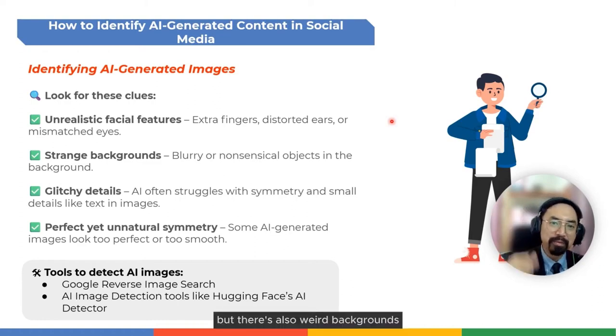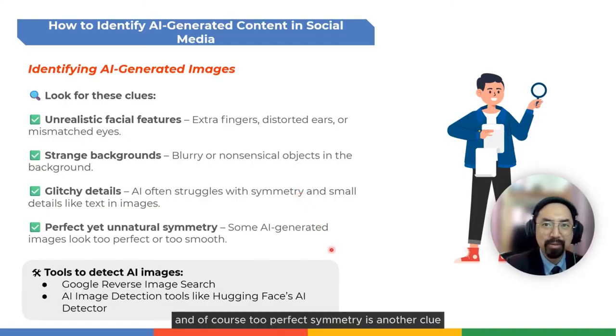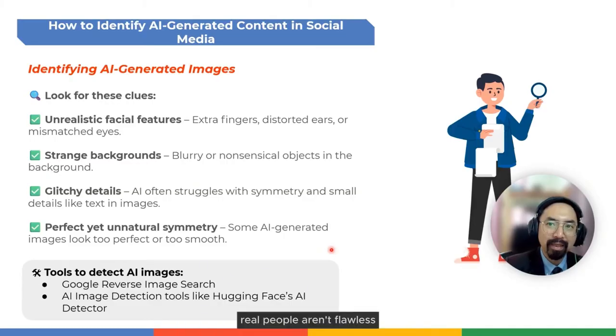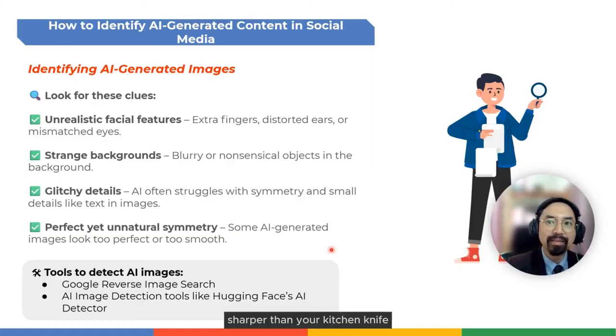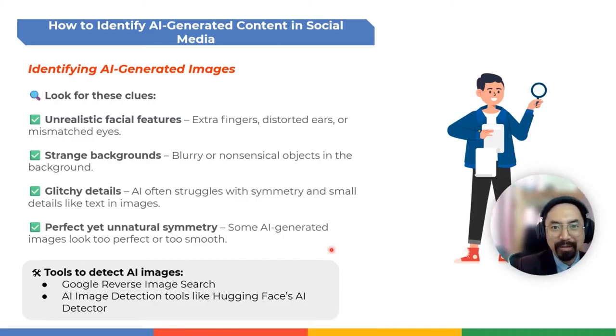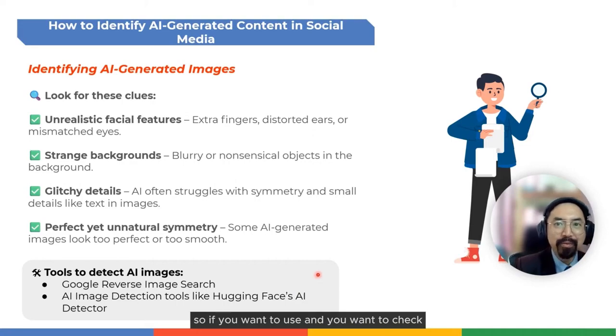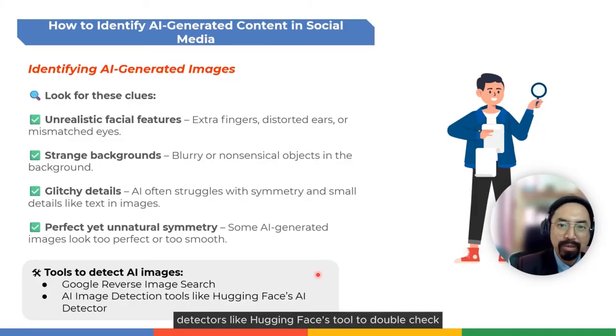But there's also weird backgrounds, blurry or dreamlike objects. Then there are glitches, especially around hands, eyes, or text in the image. And of course, too perfect symmetry is another clue. Real people aren't flawless, just what you're seeing here right now. That's proof enough that I am not AI. If someone in the photo has a jawline sharper than your kitchen knife and zero pores, yeah, that's probably AI. So if you want to check, you can use tools like Google Reverse Image Search or AI detectors like Hugging Face's tool to double check.